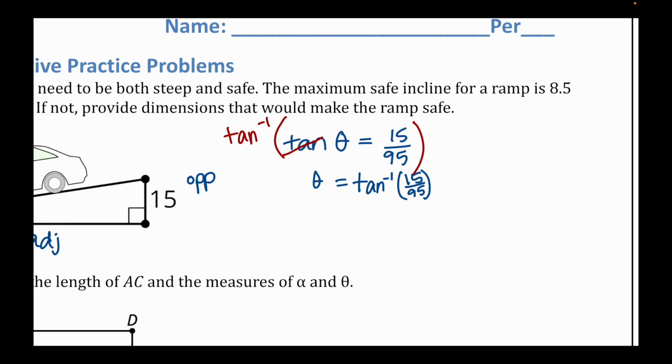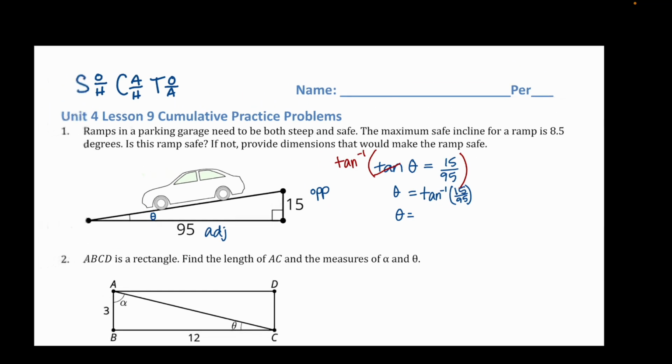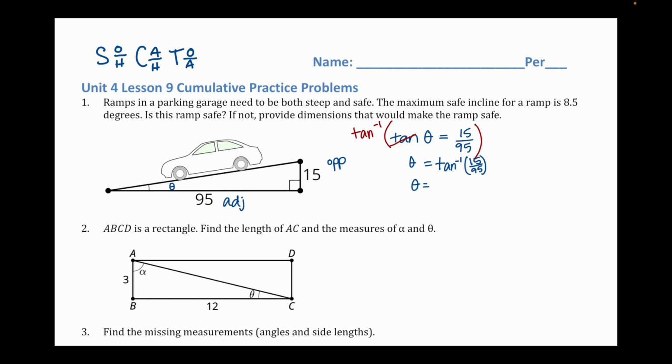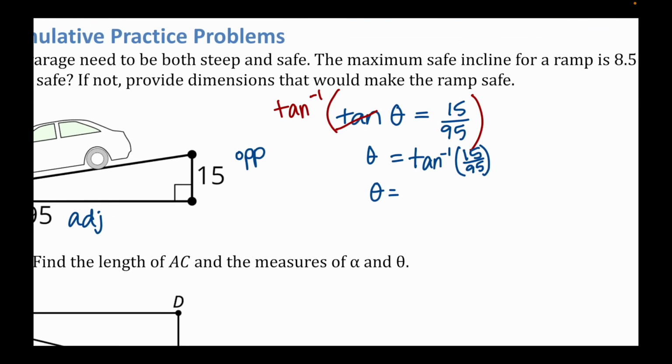And this is what we're able to plug into our calculators. We're going to round it a little bit, but we're trying to make sure this is 8.5 degrees. So that's the maximum, meaning it can be 8.5 or it can be less. You're going to need a scientific calculator for this. If you don't have one already, you might want to pause and go grab one.